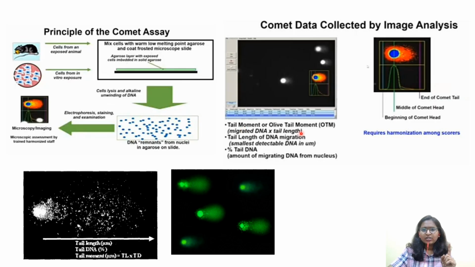Tail movement, or Olive tail moment, right? Migrated DNA into the tail. Tail length is the length of DNA migration, the smallest detectable DNA in micrometers. Percentage of tail DNA is the amount of migrating DNA from the nucleus. Okay, this is the tail length, tail DNA percentage, and tail moment in micrometer, which is nothing but how you calculate it: tail length multiplied by percentage of the DNA in the tail.